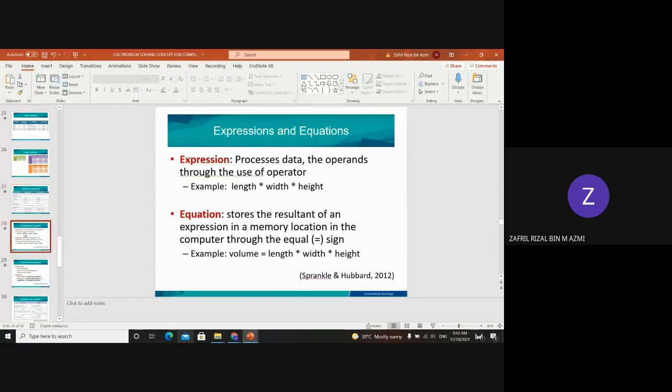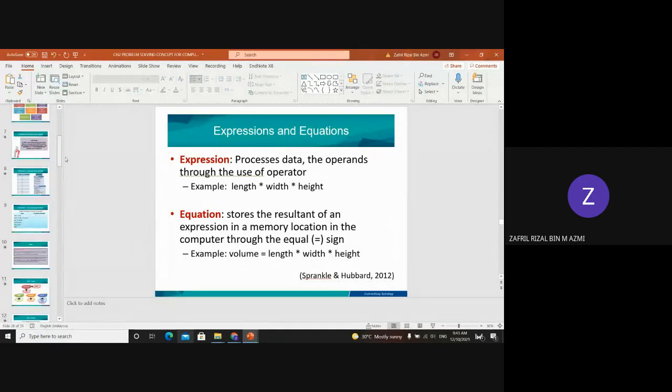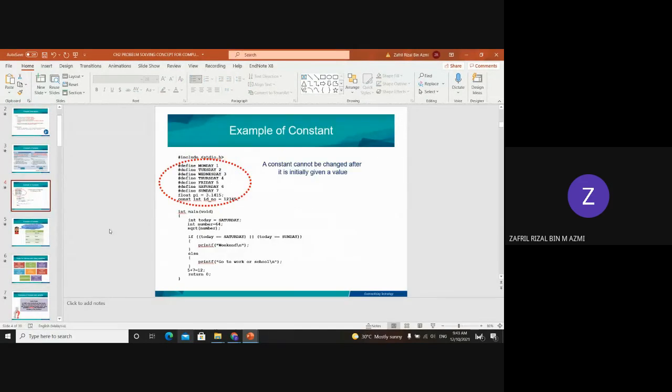So we have expression and equation. The only difference is that for an equation, if you put it inside the program, it means that we want to store the value for later use. For example, let's use the same program. We put it at the beginning of the program. Example, we put the equation over here.